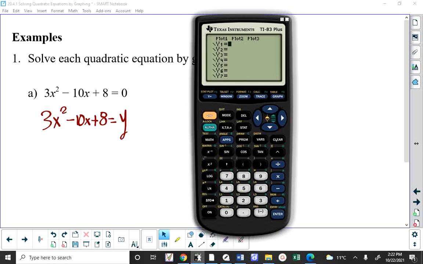So y is equal to 3x squared minus 10x plus 8, zoom 6. If I had to guess, it's 1 and 2, but I don't think a guess is good enough. We should zoom in on that little thing. I cannot remember. Have I showed you how to use zoom box?